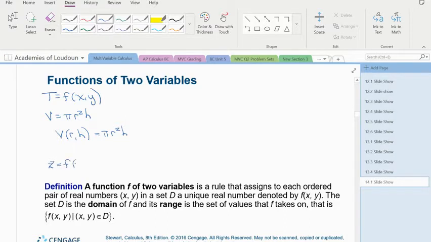So we will often write that z equals f of x, y, to make explicit the value taken on by the function at the general point x and y. So x and y are our independent variables, and z is the dependent variable, similar to what we remember from functions of a single variable.